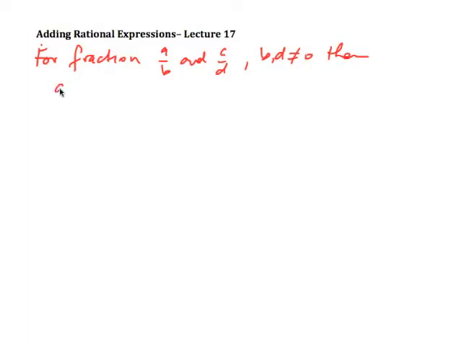Okay, in this lecture we're going to talk about adding rational expressions together, and this comes from exactly the same way in which we add regular fractions. So for fractions such as a over b and c over d, where of course b and d are not equal to 0, we're going to have the following things.